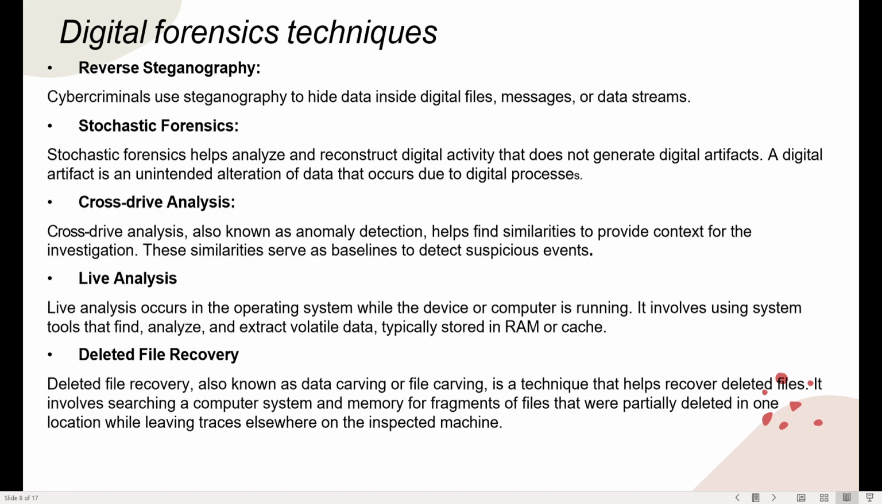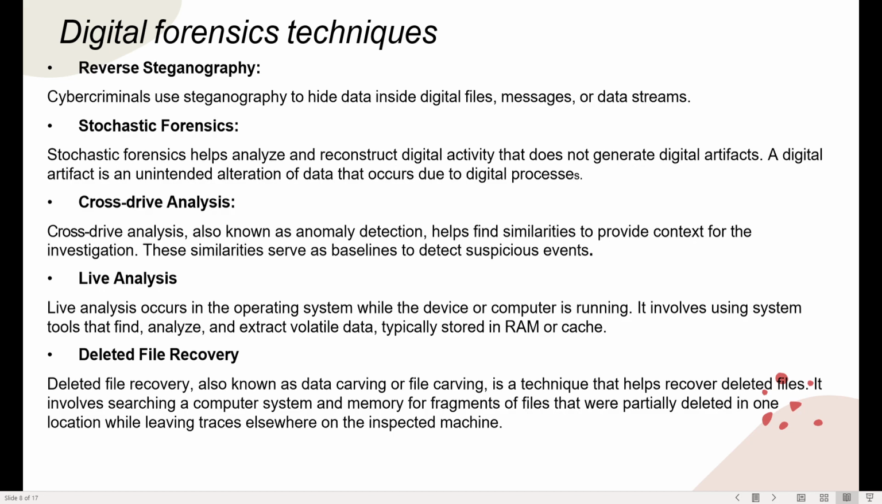In reverse steganography, we usually unhide the data that has been hidden inside some files. In stochastic forensics, we usually help analyze digital activity that does not generate digital artifacts. An artifact is an unintended alteration of data that occurred in the digital process.